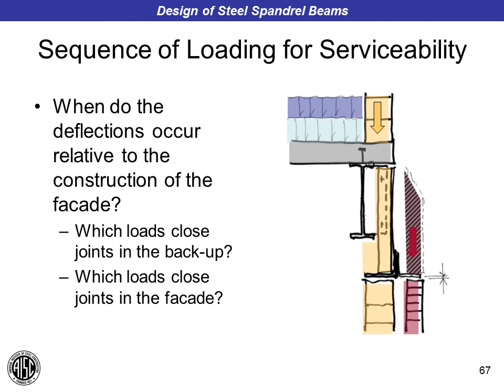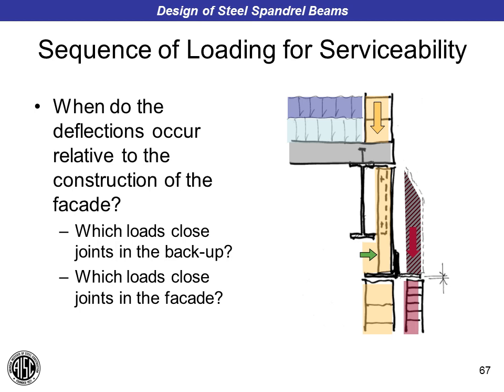We also need to think about the sequence of loading in terms of serviceability and what loads tend to close joints and what loads will compress sealants and cause, for example, brick masonry above to bear on brick masonry below the joint, and what loads are going to cause the sealant to squeeze out of the joint. So in the case of a spandrel beam like this with a brick veneer on it, you need to think about the sequence of loading.